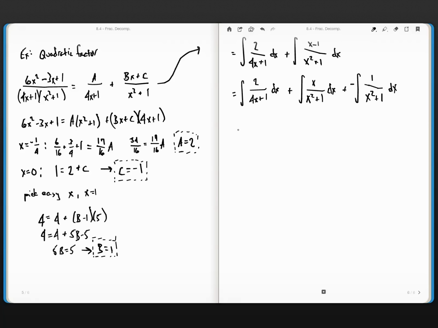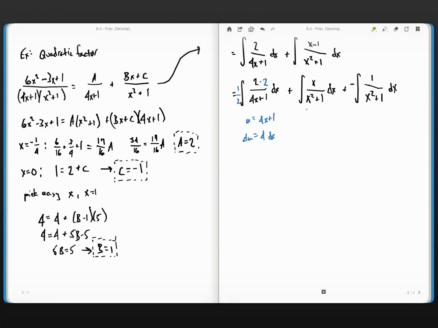Okay. So for this one, I'm going to do this in different colors to keep track of stuff. I'm going to say that u equals 4x plus 1, so then du equals 4 dx. So I don't have a 4 dx, I only have a 2 dx, so I'm going to put another 2 in here, which means I have to put a 1/2 out here. And now this becomes the integral of 1 over u du. Piece of cake.